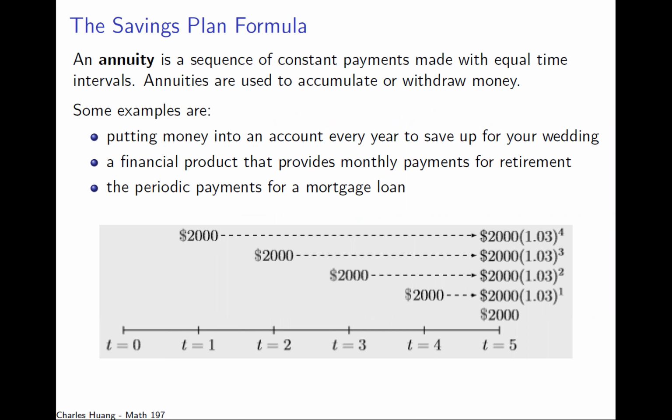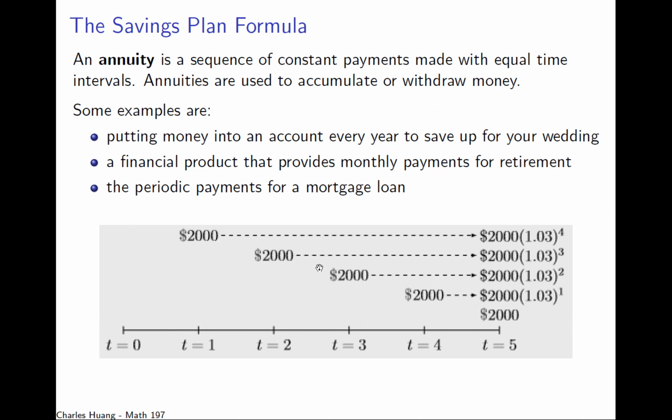So what happens is instead of putting in $2,000 and just leaving the $2,000 for 5 years, and during those 5 years, we never add any money to it, we're going to do something different. We're going to try to save up $2,000 every year. We're going to put $2,000 at the end of the first year, $2,000 at the end of the second year, $2,000 at the end of the third year, fourth year, fifth year.